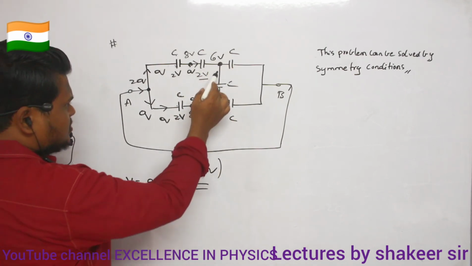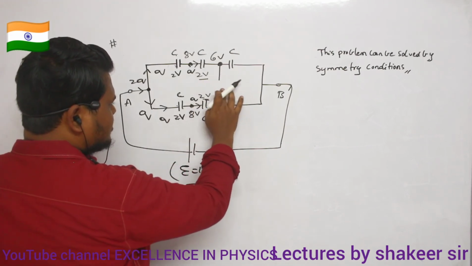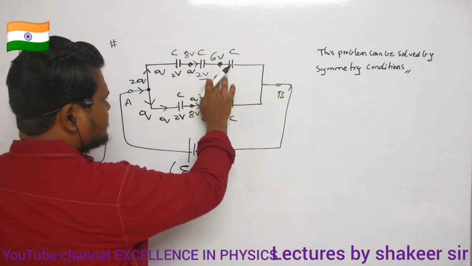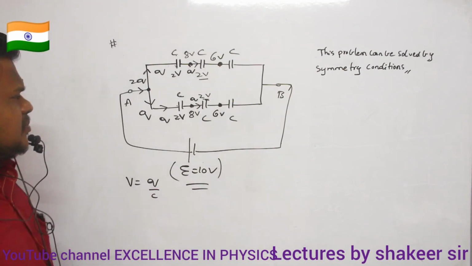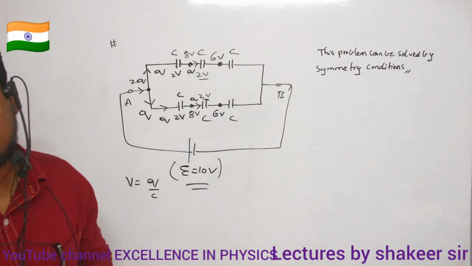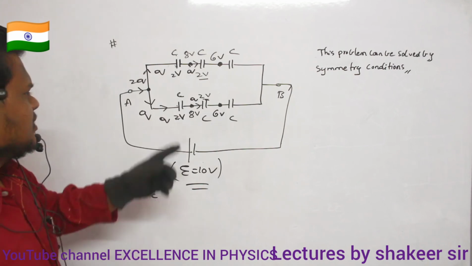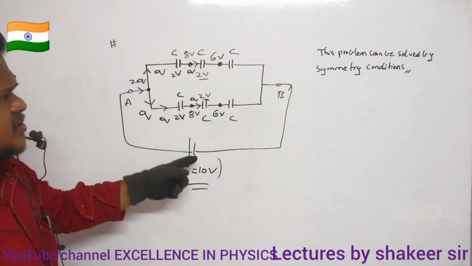So this point and this point again are present at the same potential, no? So again charge cannot enter into this branch. Are you able to understand? It means that these two capacitors are useless. There is no use of those capacitors, so I can remove them also. Clear? So now our circuit has become like this.